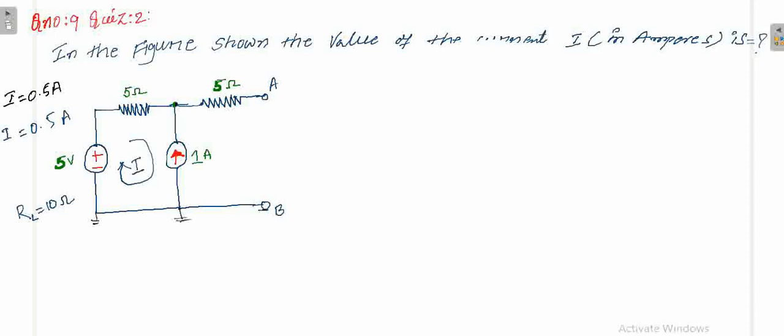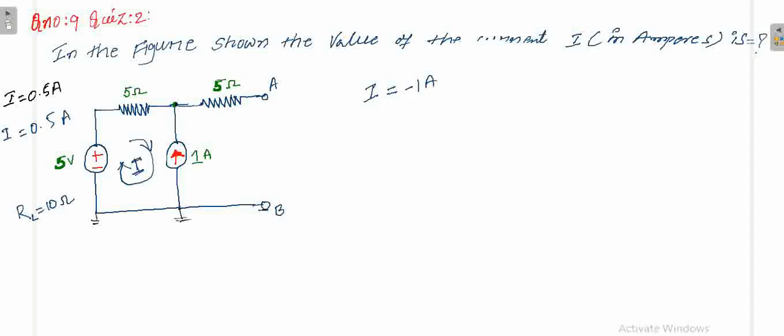If I consider this current I, by observing this circuit only, you can say what the value of I will be. This I is nothing but opposite to your 1 ampere. So directly you can write I is equal to minus 1 ampere.